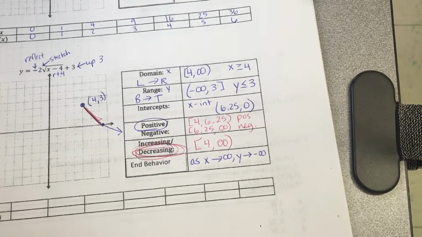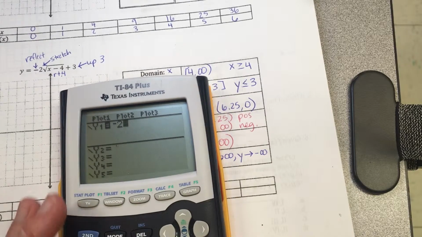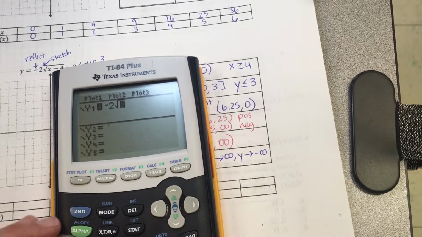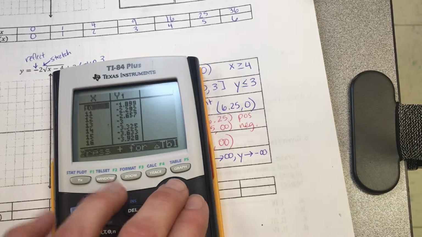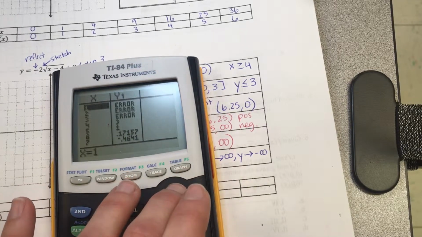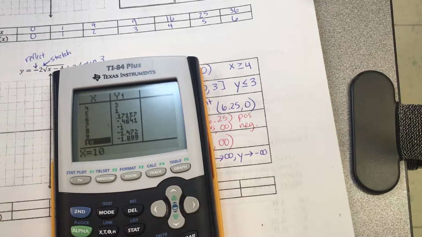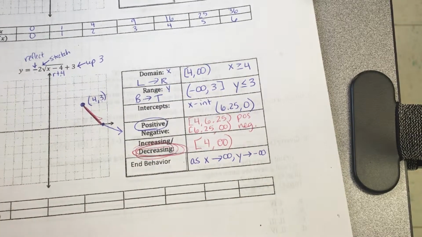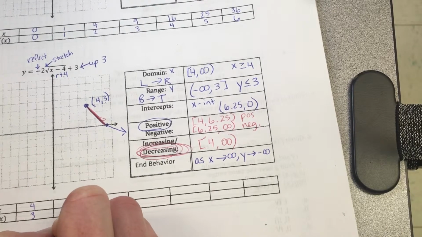Again, the best way to get your table is to go back and use your calculator because it has a table feature: square root of x minus 4, plus 3, and go back to 0 or where it started at. Okay. All right. Anybody got any points for me? 4, 3, 5, 1.